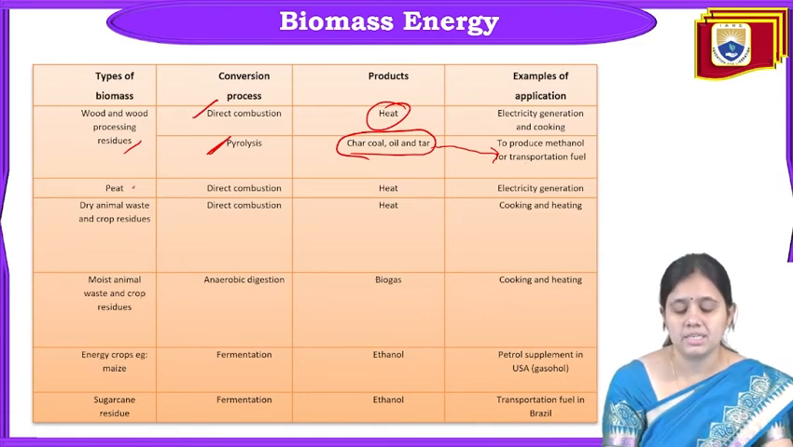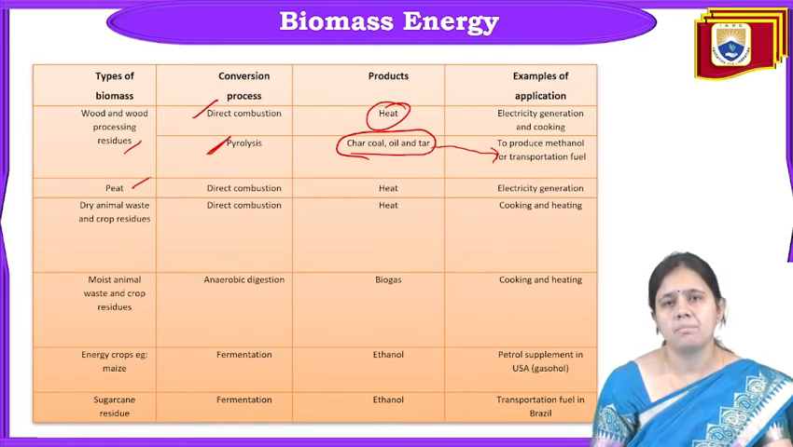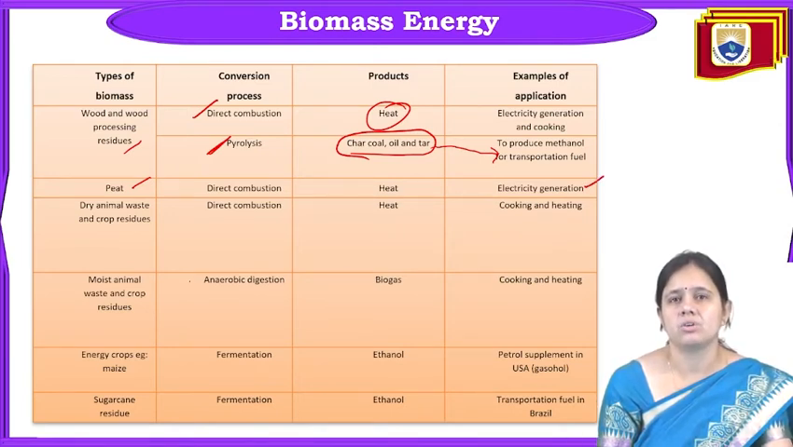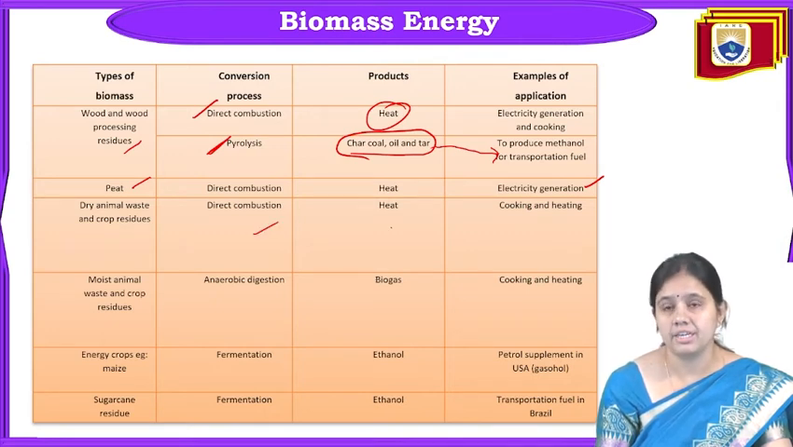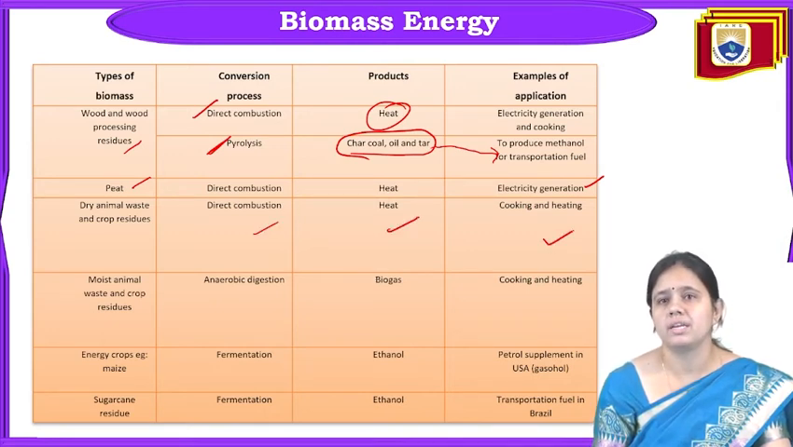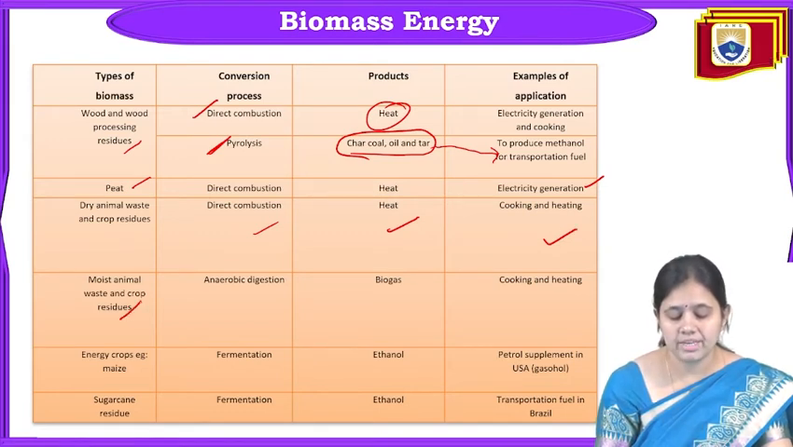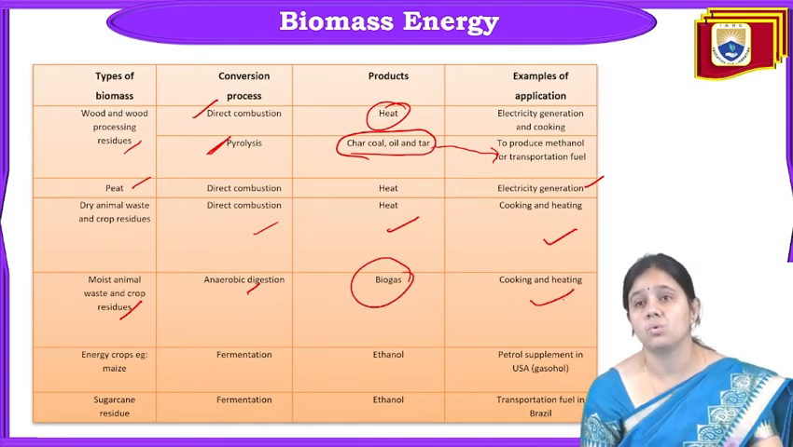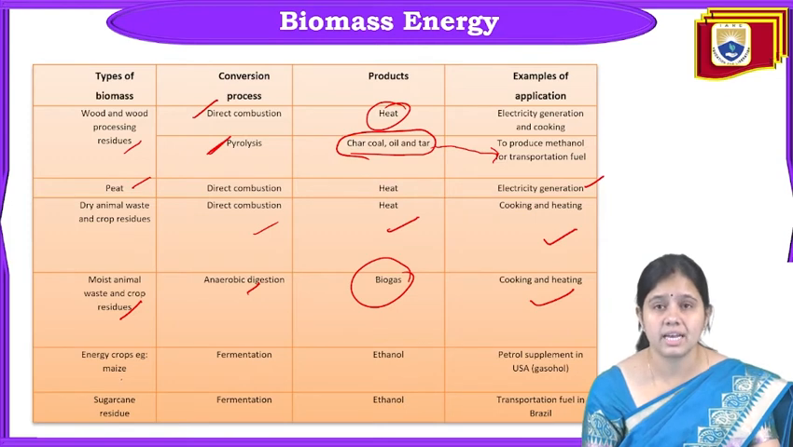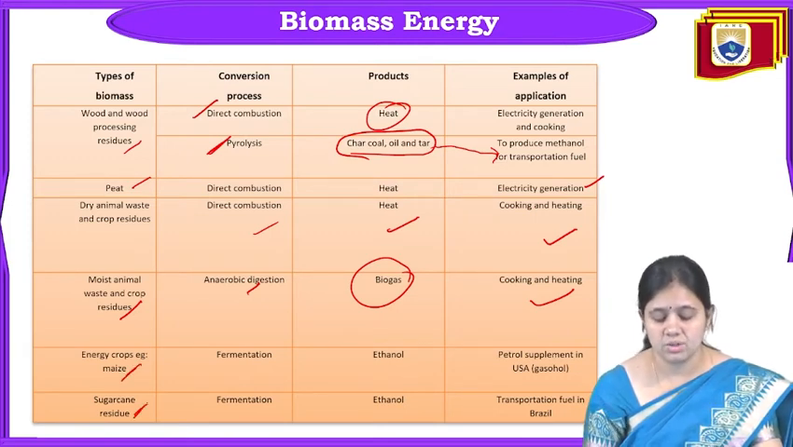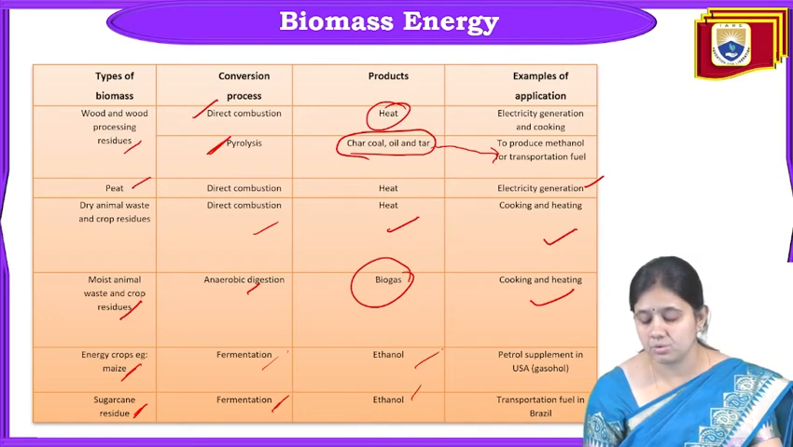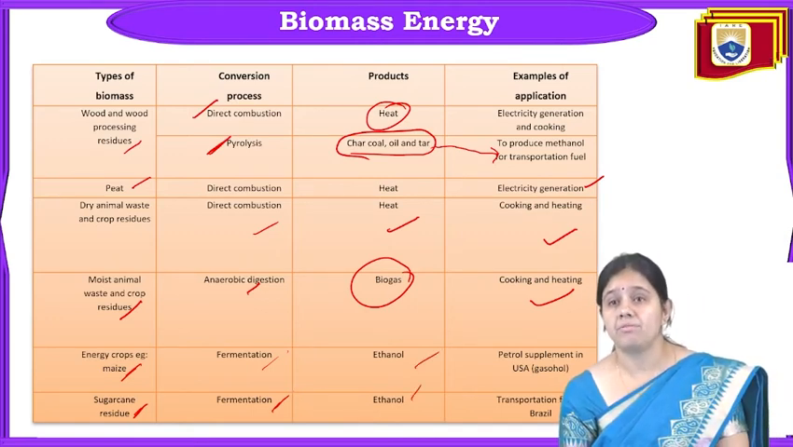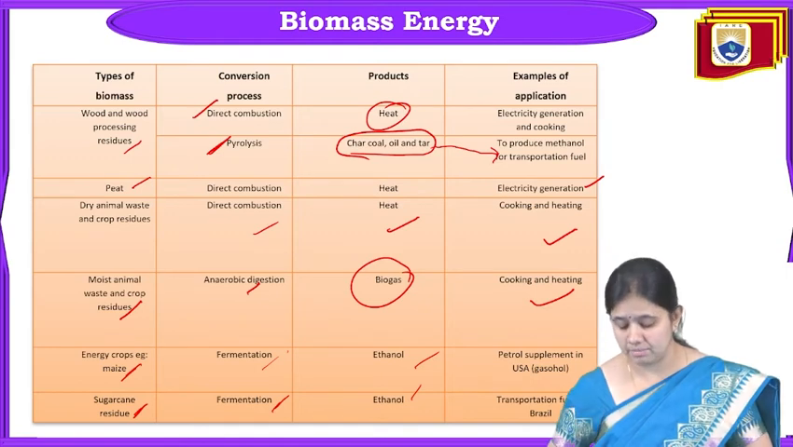Next is peat. Peat is a low grade coal, and by direct combustion, heat is produced. That heat will generate electricity. Next is dry animal waste and crop residue. By direct combustion, heat is produced, which we can use for cooking and heating. Next is moist animal waste and waste crop. By anaerobic digestion, biogas is produced, which can be used for cooking and heating. Next is energy crops like maize and sugarcane residue. Through fermentation, ethanol is produced, and ethanol is a good supplement for petrol in gasohol and as transportation fuel, in Brazil also.